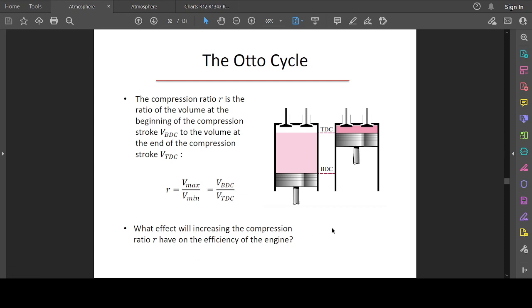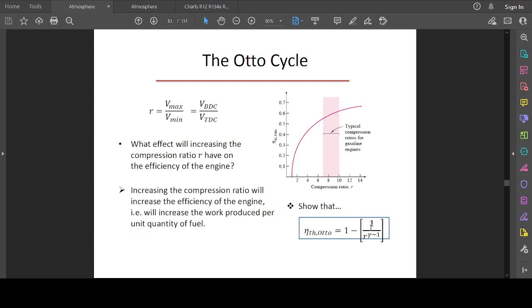So what effect will increasing the compression ratio have on the efficiency of the engine? If we increase the compression ratio, then we increase the efficiency of the engine, and this will also increase the work produced per unit quantity of fuel added to the system. In this chart, with efficiency on the y-axis plotted against the compression ratio, we can notice that for a typical gasoline engine with a compression ratio of 7 to 10, the efficiency will fall between 55% to 63%.